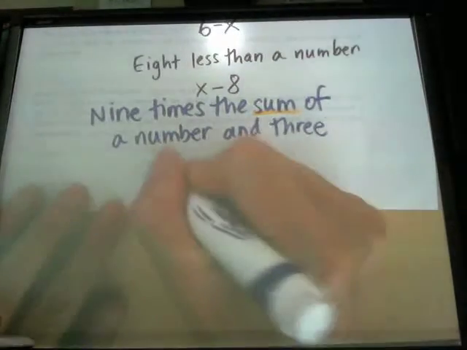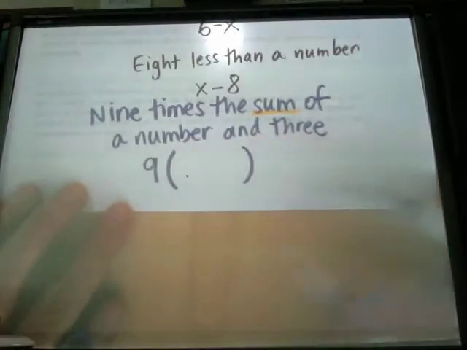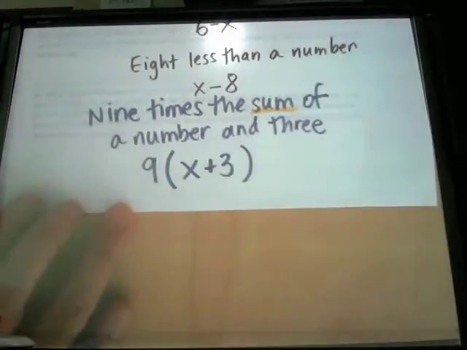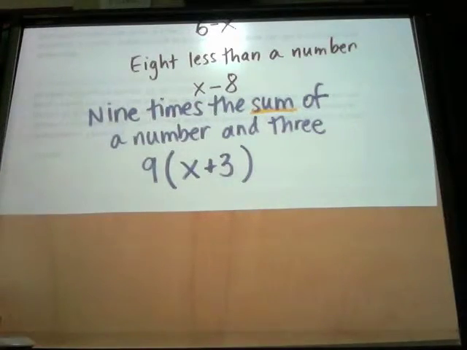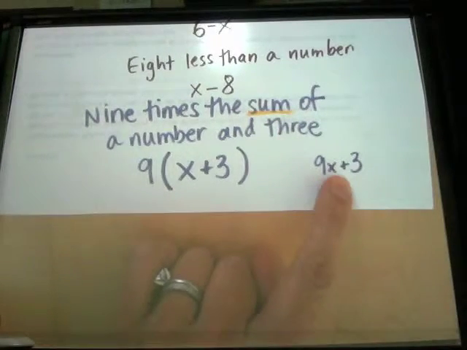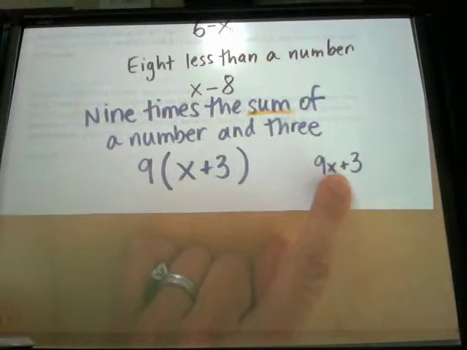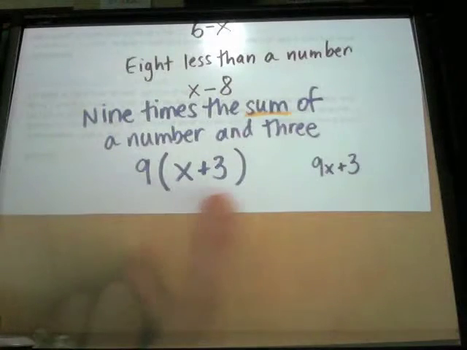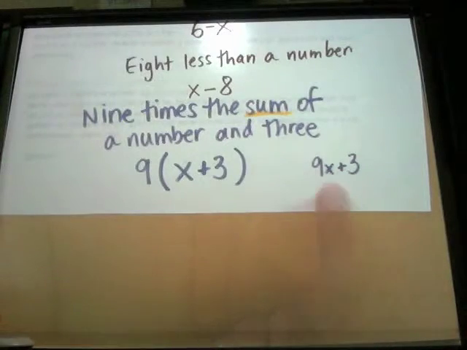Because what I want is 9 times the sum. Meaning, to get the sum, we have to get the answer to the addition problem first. How do I force addition to happen first? With parentheses. If we did this without them, this is wrong. This is 9 times x, 9 times a number, and then we just add on plain old 3. This is 9 times the sum. So in order to get the sum first, according to PEMDAS, we would do multiplication first, unless there's parentheses. The parentheses force the sum to happen first, then we can take 9 times that sum.